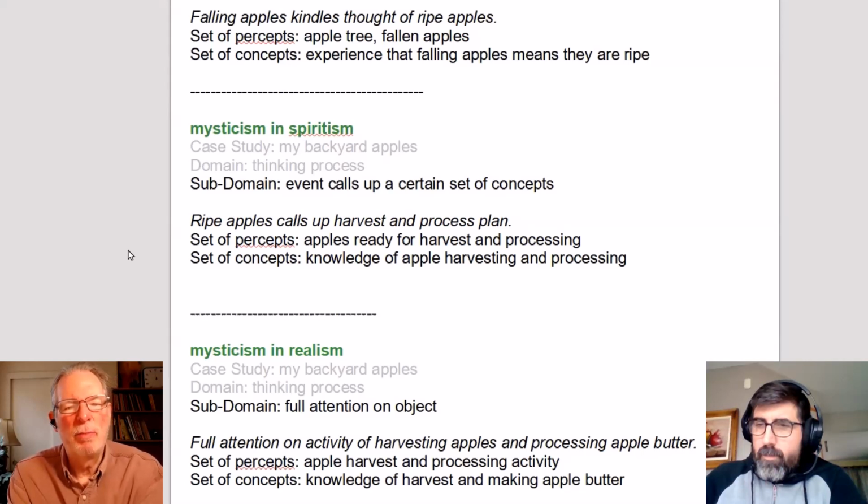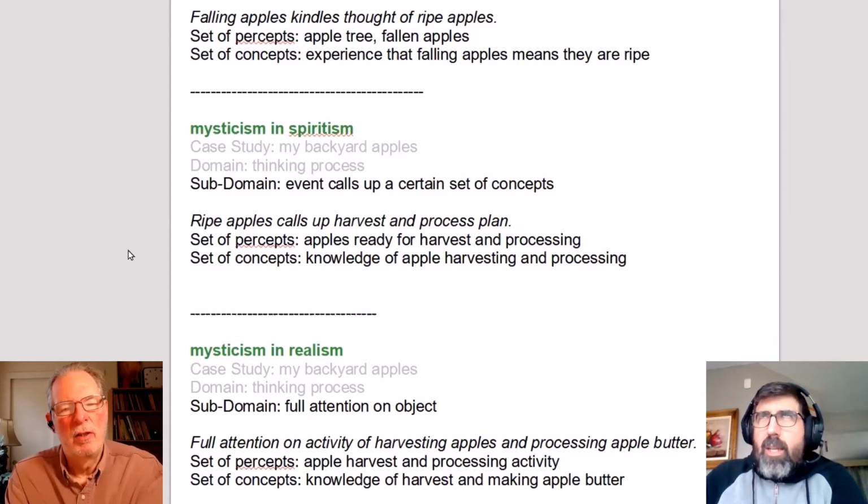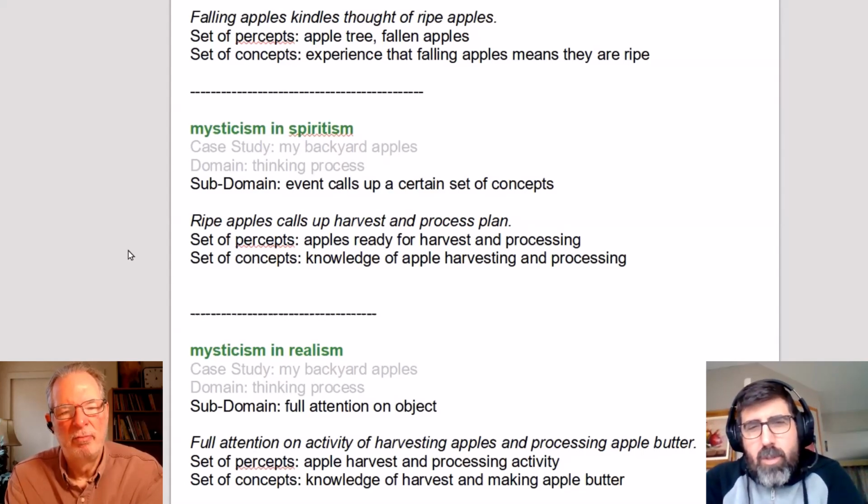The event calls up a set of concepts. These are concepts of apple harvesting and processing. So that's why it says knowledge of apple harvesting and processing. But shouldn't that concept be in the spiritual domain or the immaterial domain, or it doesn't have to be? I guess, like, what makes this mysticism and spiritism? What about this example makes it part of spiritism?